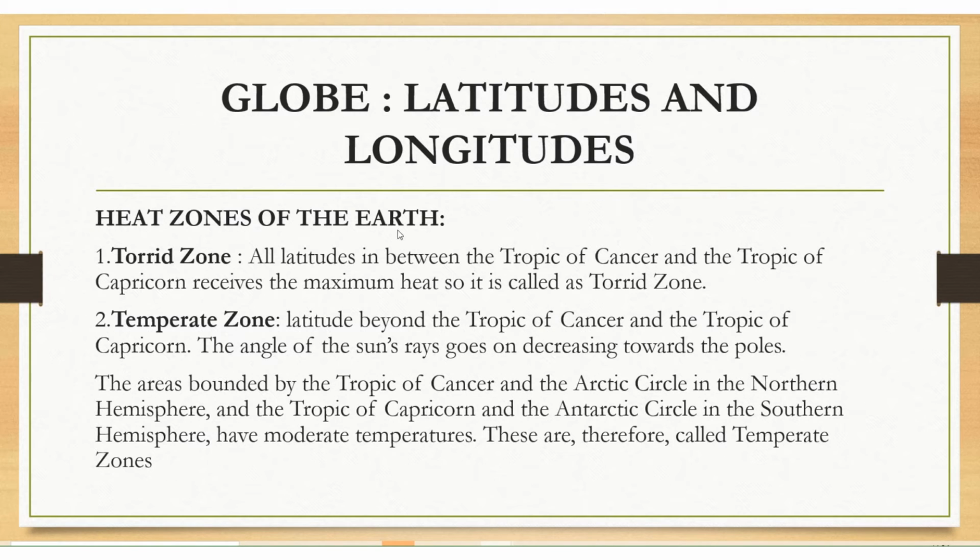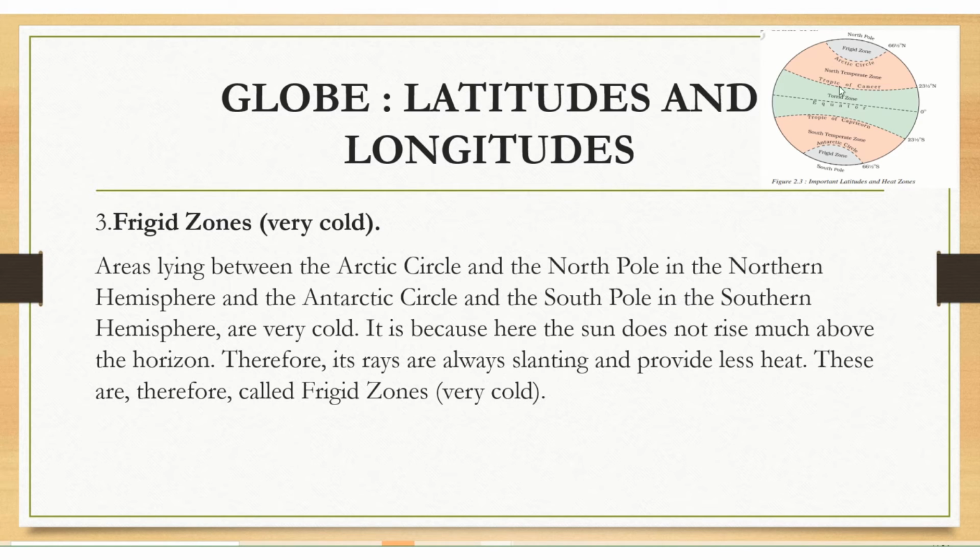Then the heat zones of the Earth. There are three types of heat zones: the torrid zone, the temperate zone and the frigid zone. In the torrid zone, all latitudes between the Tropic of Cancer and the Tropic of Capricorn receive maximum heat, so it is called the torrid zone. See here, this area between the Tropic of Cancer and the Tropic of Capricorn is called the torrid zone.